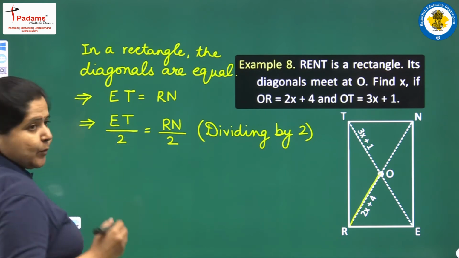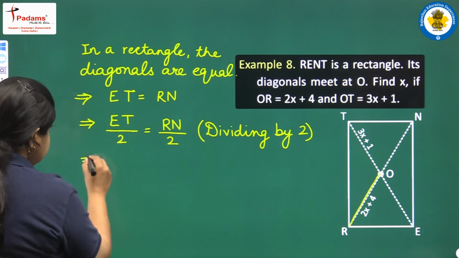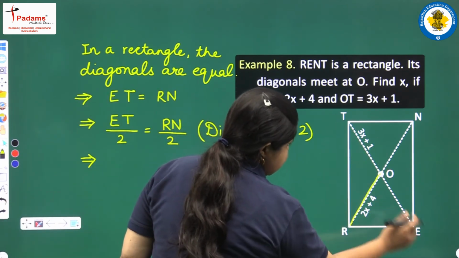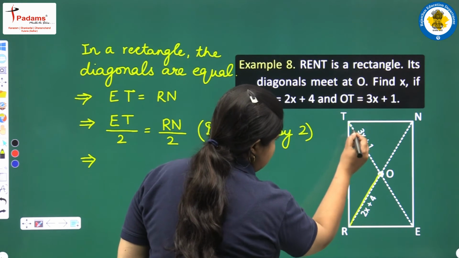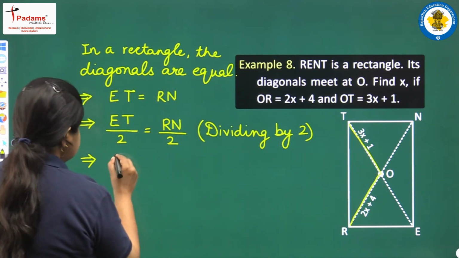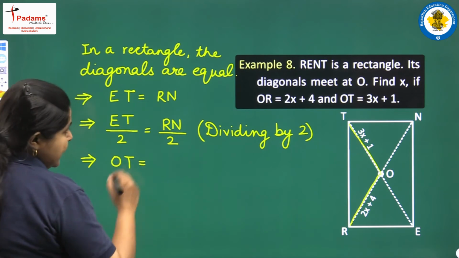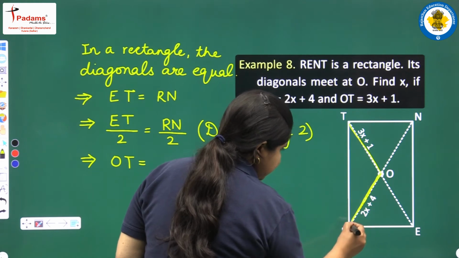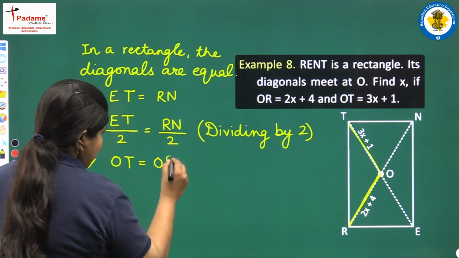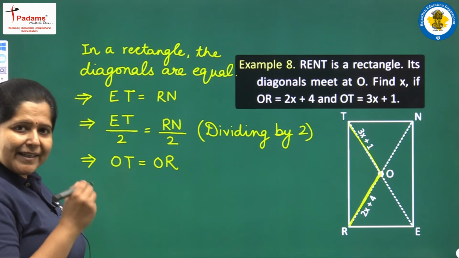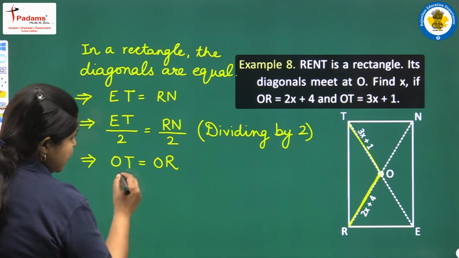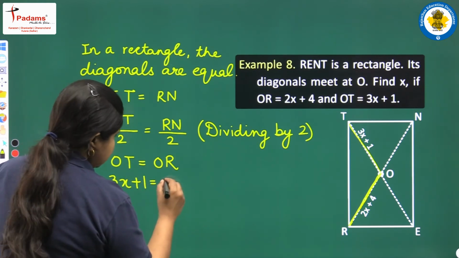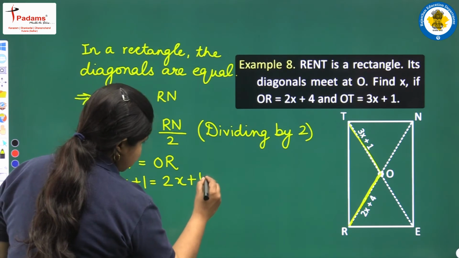Okay, now let me first name the half part of each diagonal. Half of ET, you can see this is the complete diagonal ET and its half part is OT. So let me put here OT. And half of RN, this is the complete diagonal RN and half part of it is OR. So OT is equal to OR. Now we can place their values. OT is 3x plus 1 and OR is 2x plus 4.